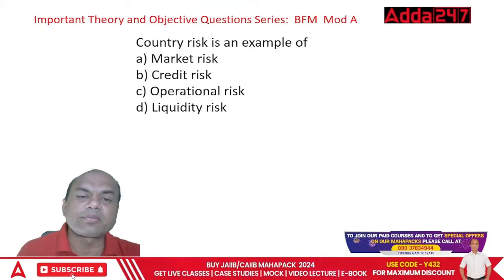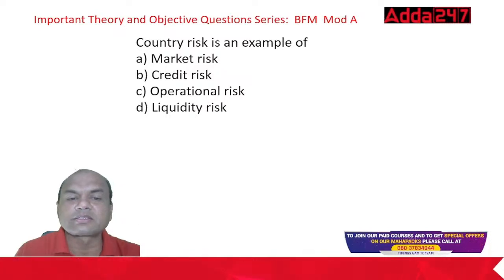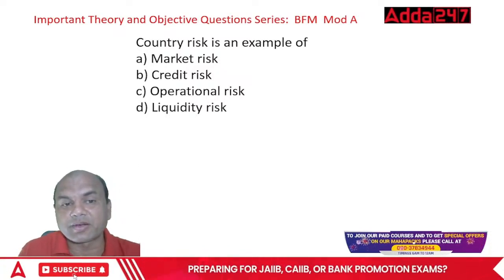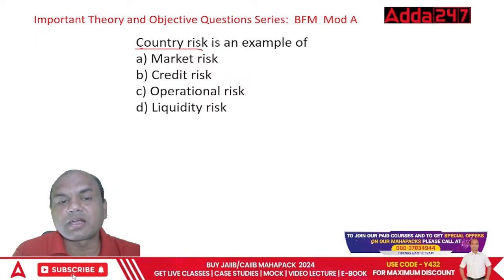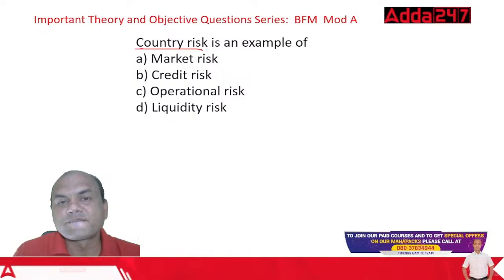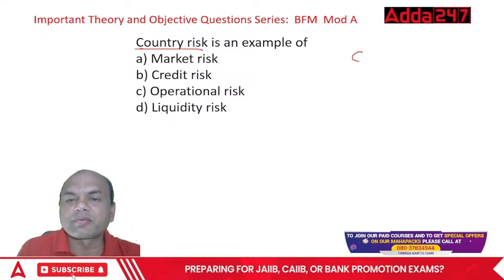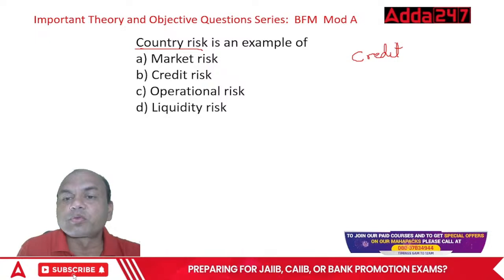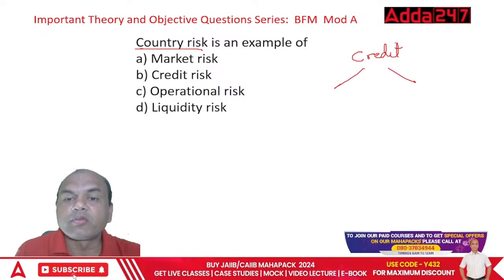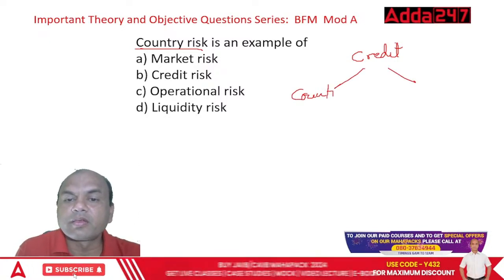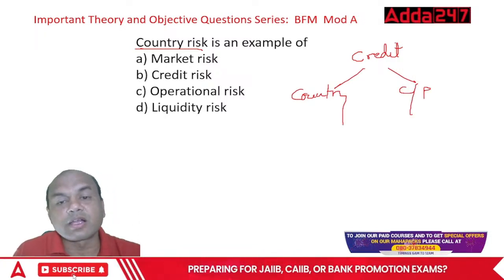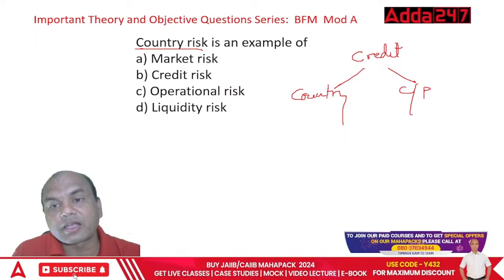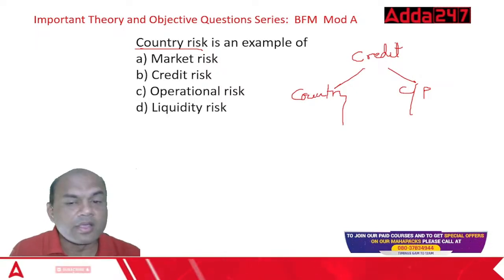Country risk is an example of market risk, credit risk, operational risk, or liquidity risk. Remember, credit risk is always of two types: one is country risk and the second is counterparty risk. Country risk means the country is in a problem, and counterparty means the country is good but your party is bad.